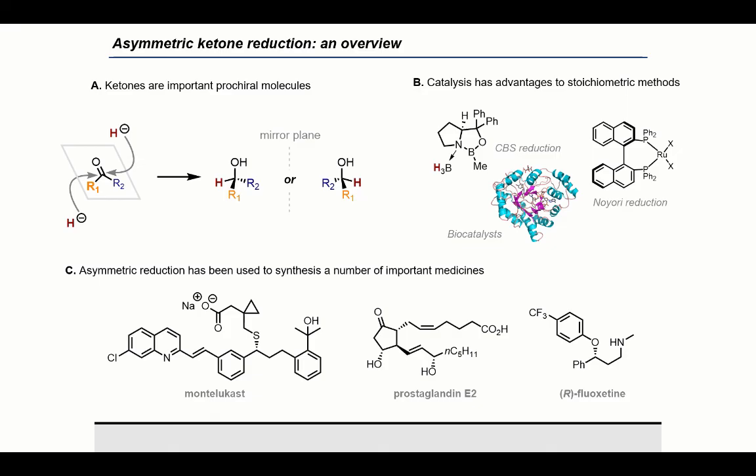And that brings us to the end of our lecture. To recap some key take-home messages. Ketones are valuable prochiral molecules where R1 and R2 are different. We've looked at asymmetric reduction, but the addition of a variety of nucleophiles will also give chiral products. Secondly, catalysis has massive advantages over stoichiometric reduction methods, principally because only a small amount of the chirality source is needed. And lastly, asymmetric reduction is a means to synthesize important medicines.